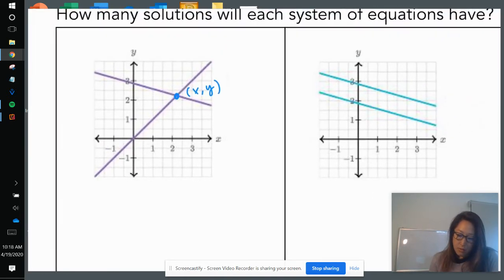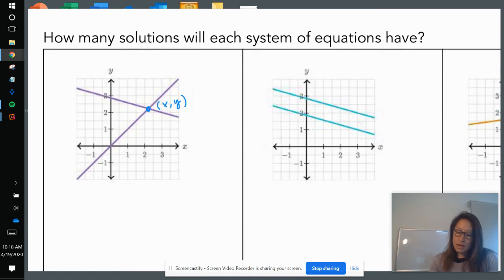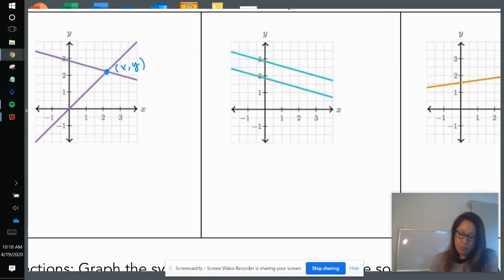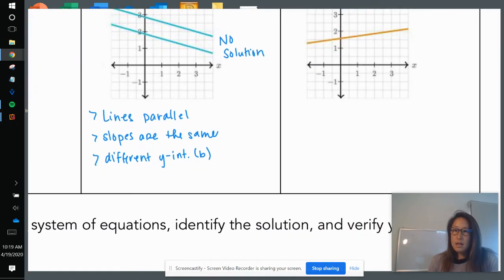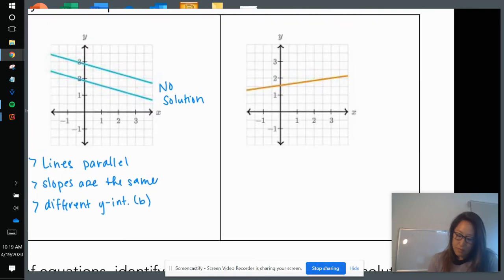Okay, we can also have a situation where the lines, notice the lines here are parallel. So will they ever intersect? No. Okay, so this is no solution. There's no ordered pair that satisfies both equations. And this happens when the lines are parallel, which means that the slopes are the same, but we have different y-intercepts, or b values.